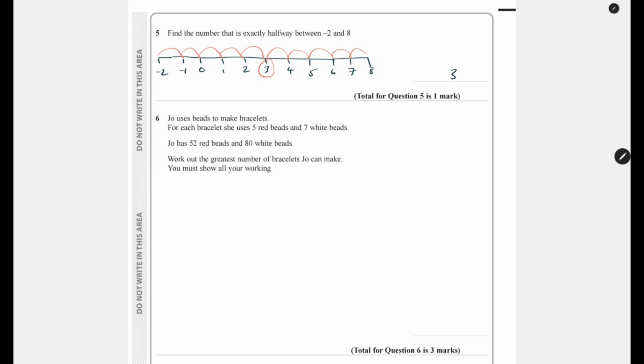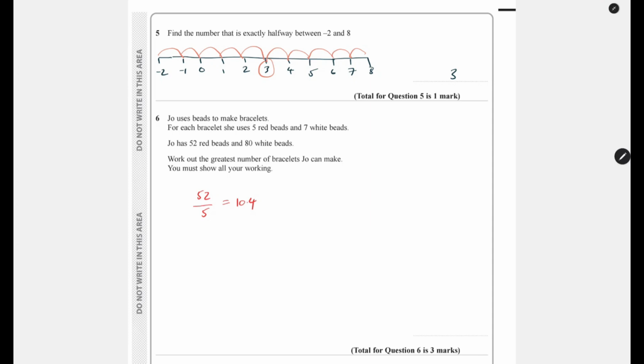Question 6 says, Jo uses beads to make bracelets. For each bracelet, she uses 5 red beads and 7 white beads. Jo has 52 red beads and 80 white beads. Work out the greatest number of bracelets Jo can make. Well, Jo has 52 red beads and she needs 5 to make 1. So 52 divided by 5 is equal to 10.4.